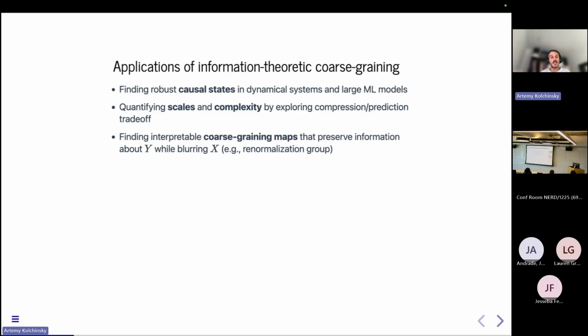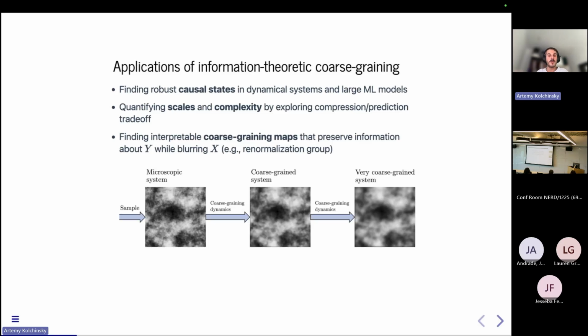And so this is related to the idea of the renormalization group in physics, where we might want to take some very, very high dimensional microscopic system, and we want to blur it in some way so as to preserve some kind of relevant aspects about, let's say, macroscopic behavior. So this is a figure from this paper. Usually, in physics, this has been done in a somewhat ad hoc way by designing different kinds of rules to blur things like lattices. But recently, there's been this idea that maybe we can use more principled ideas from information theory to find, let's say, the optimal way to do so.